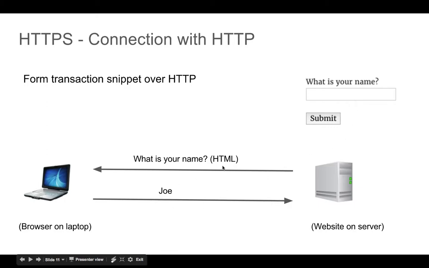So really, when you go to the site, it'll load the form on your browser, on your laptop. You'll type in your name, and that information will get sent back to the server. So as you can see with HTTP, anybody intercepting this transaction can see exactly what you typed in. Now your name, who cares if somebody knows in general, but if that was your credit card, social security, any other personal information, you wouldn't want that to be available.